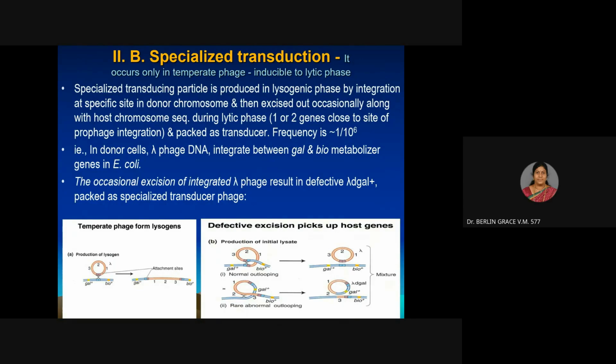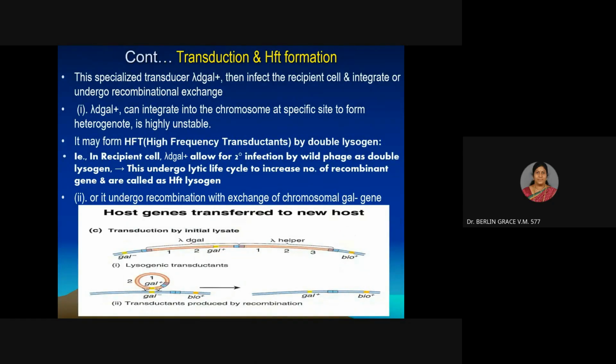And then specialized transduction occurs only in temperate or lysogenic viruses. It is done by a virus that will infect the donor cell and integrate into the specific site between the gal and bio genes, and this integration can stay until an infection comes. Once the infection comes, this virus tries to come out. When it comes out, at a frequency of 1 per 10 to the power 6, it will take one gene, gal or bio, along with it by leaving its replication gene in the chromosome. So it becomes a replication-defective virus.